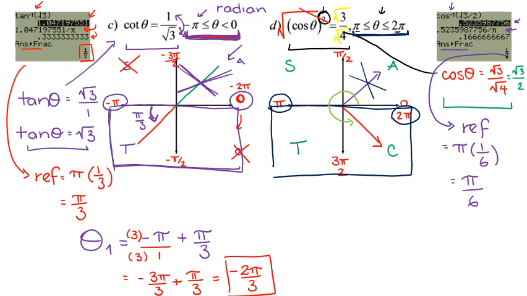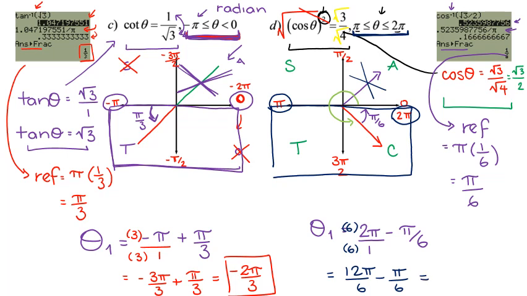So in between our terminal arm and the 2 pi axis, that's going to be a reference angle of pi over 6. So to get our solution, we are going to take 2 pi and subtract pi over 6. I'll put the 2 pi over 1 as always, and we'll need to get a common denominator of 6. So we will multiply the top and bottom by 6, which gives us 12 pi over 6 minus pi over 6. So our solution is going to be 11 pi over 6.